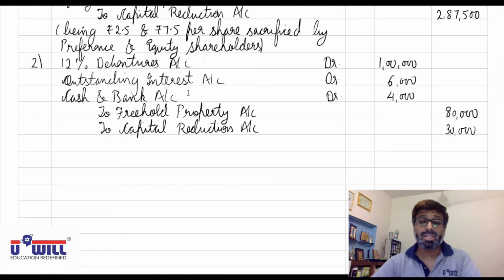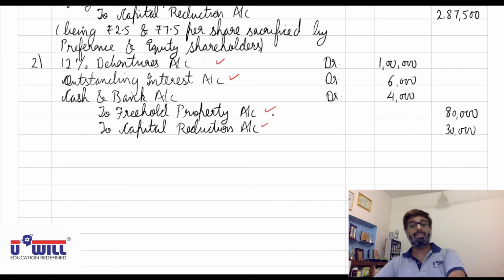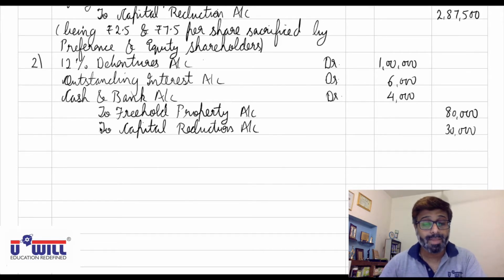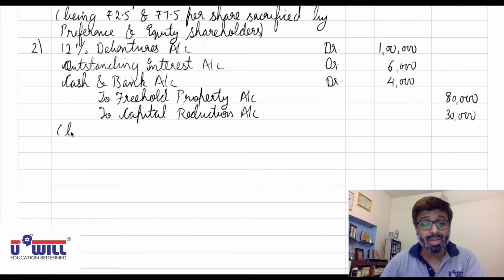But this debentures point, okay, this debentures, outstanding interest, freehold property asset, and capital reduction part will almost remain same in every question. So I hope everyone is clear with this. Okay, if any confusion, you can rewind the video and listen to that once again, but this is a very important entry. Narration will keep it short and simple, being freehold property given to debenture holders.